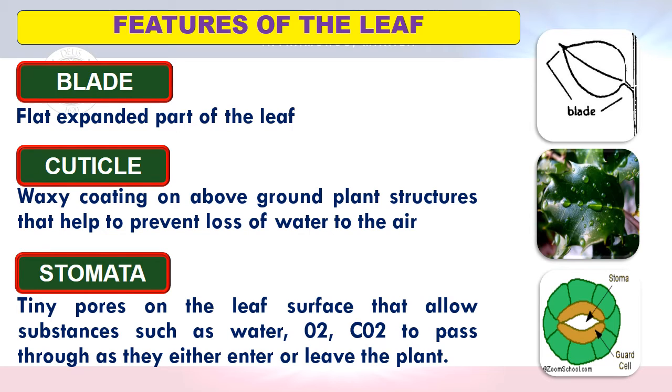And lastly, the leaf also has tiny holes called stomata. Stomata allow substances such as water, oxygen, and carbon dioxide to pass through as they either enter or leave the plant. Specialized cells called guard cells surround the stomata and are shaped like two cupped hands. Changes in water pressure cause the individual stomata to open or to close.